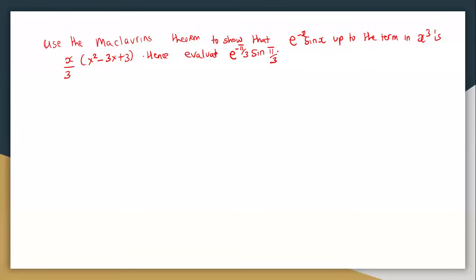Now, since they have told us up to the term in x cubed, like we did last time, I'm going to break it down and have different people differentiate for us up to x power 3. The first one is our function f of x, which is e to the power negative x times sine of x. When you look here, you notice that you need the product rule.